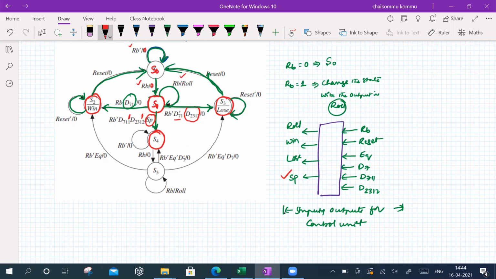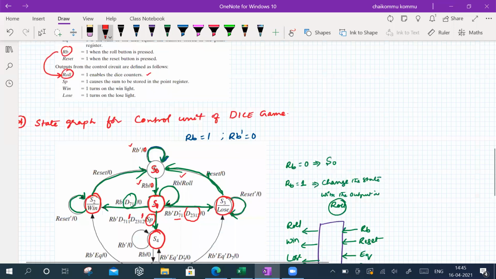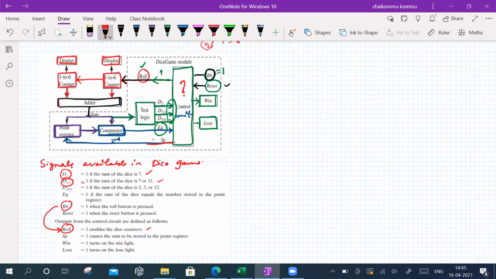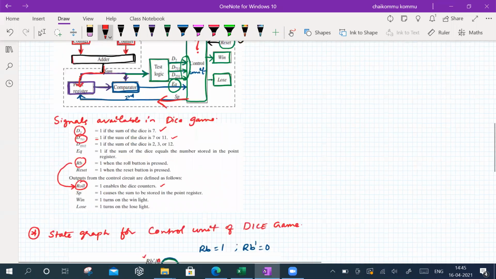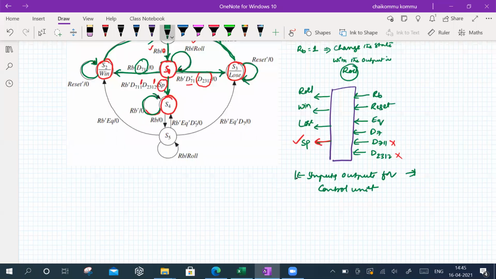Then if that is the case, what does it have to generate? SP has to generate. That means if SP is generated, whatever the sum value is will be stored in this particular point register. Okay, fine. Now the roll button is not there. Of course, the roll button cannot be there at this point. Therefore, you have to remain in the same state.